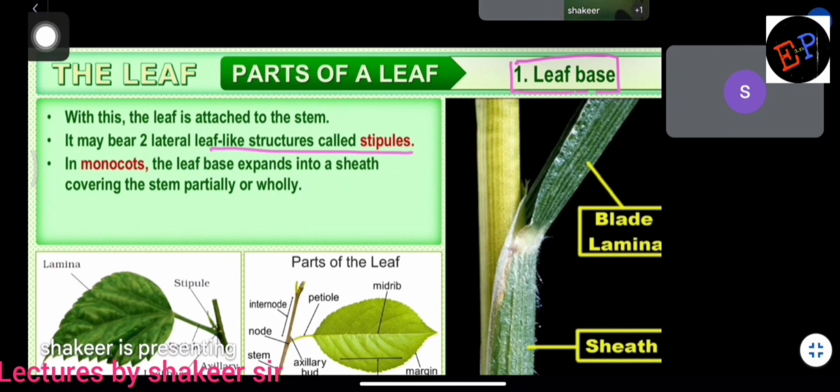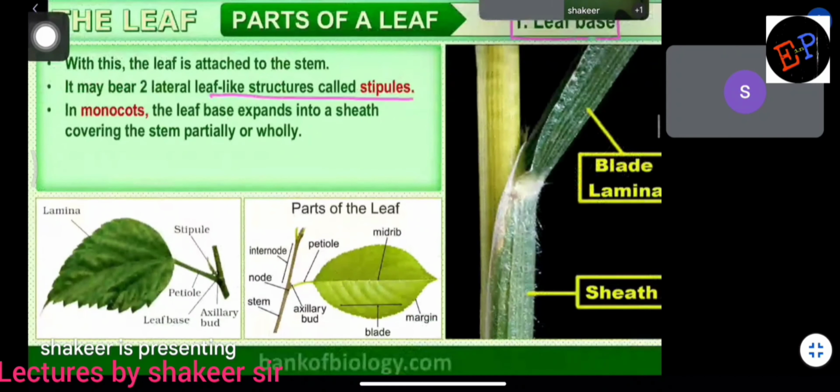So what is meant by base? That is the region where the petiole is attached to the stem node. Are you able to understand? That part behaves like a covering to the stem in which kind of plants? Monocotyledonous plants. Here you can see this structure. At this region it is attached to the stem. And this layer is an extension of the leaf base, which partially covers the stem of the plant. Beyond this point, this is called the leaf.